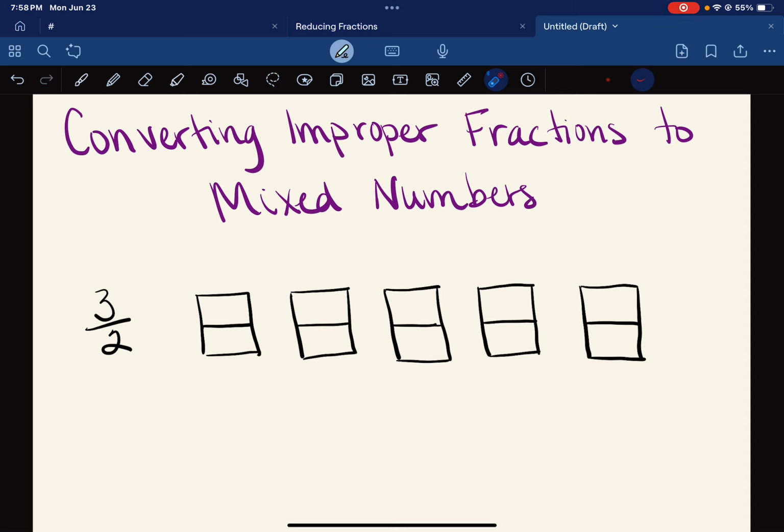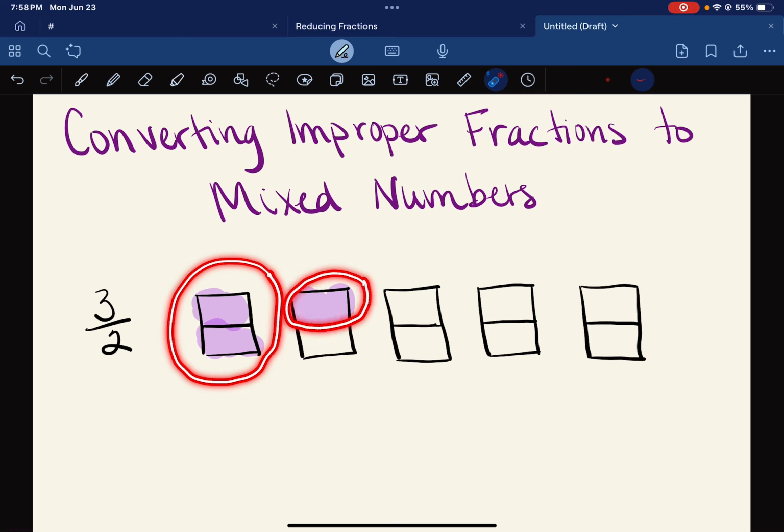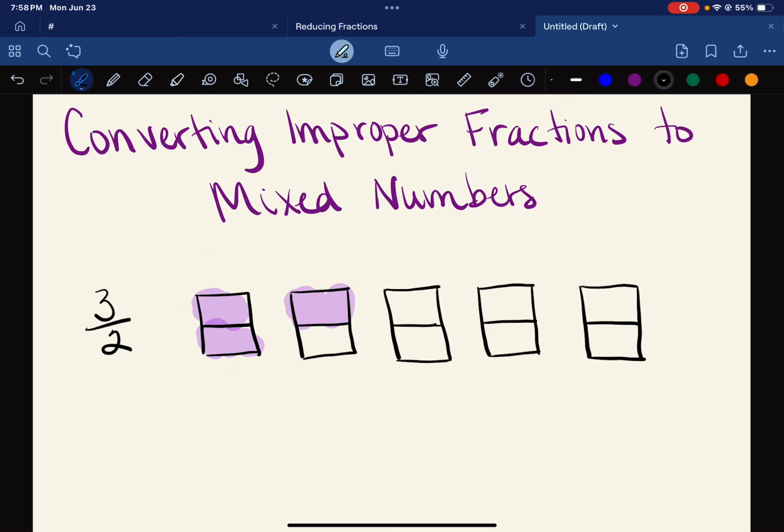So I have a bunch of these figures drawn, and they're all cut in half. So let's shade in 3 halves. 1, 2, 3. Now let's look at what's shaded. We have one entire cube shaded, and then we have half of another one shaded. So this just shows us geometrically that 3 over 2, or 3 halves, is equal to 1 whole and then another half, so 1 1/2.